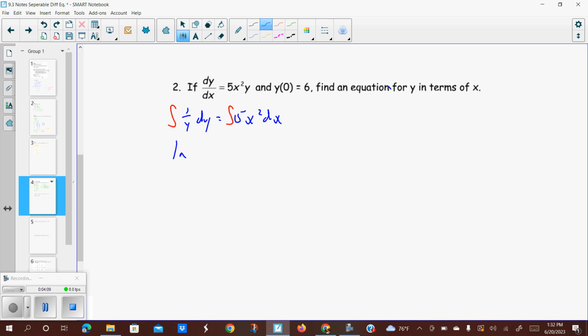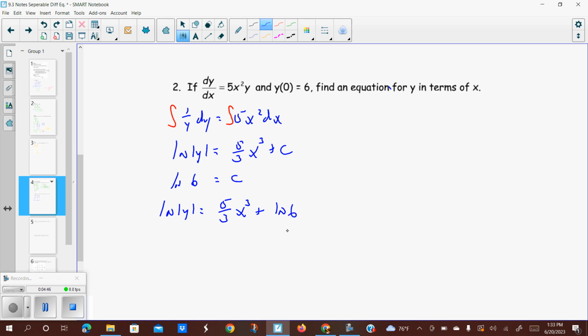So let's see, we get the natural log of the absolute value of y. On the right-hand side, this will be 5/3 x cubed plus c. We have a way to find c. X is 0. That's going to make the right-hand side just c. The left-hand side, y is 6, so we get the natural log of 6. That's not very nice. So let's see, if we plug everything back in, we get the natural log of the absolute value of y equals 5/3 x cubed plus the natural log of 6.